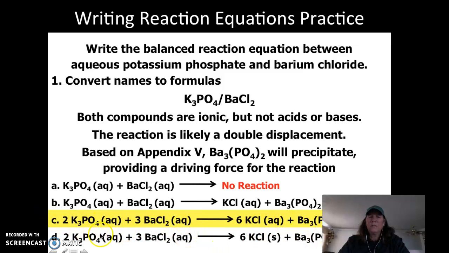That's a tricky question. But again, to balance this one, I'm going to have KCl over here and Ba3PO4 in parentheses 2. When you have a crazy big one like that, I'm going to balance this one out first. So I'm going to put a 3 in front of barium, and I'm going to put a 2 in front of this one to balance out the PO4. Then 2 times 3 is 6, 3 times 2 is 6, so I'm going to put a 6 here. So whenever you're trying to balance an equation and you've got one compound that's kind of big, start with that one. It'll be easier for you to balance.